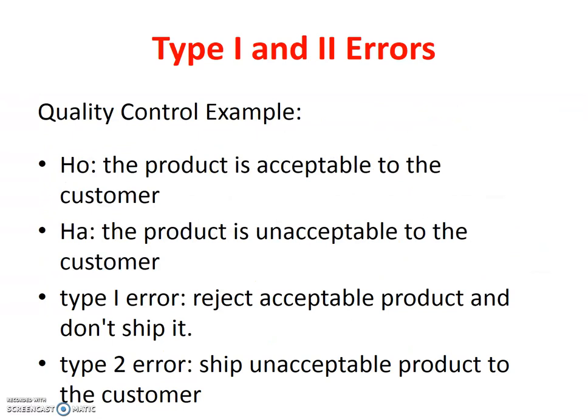So we've talked about different examples with type 1 and type 2 errors. Let's talk about maybe quality control. So say your null is that the product is acceptable to the customer, meaning the alternative is that the product is unacceptable to the customer. A type 1 error is where you would reject acceptable product and then you don't ship it. So that loses money for the company. But a type 2 error is where you ship unacceptable product to the customer, and then maybe you make the customer a little bit upset because they're getting product that's not that good.